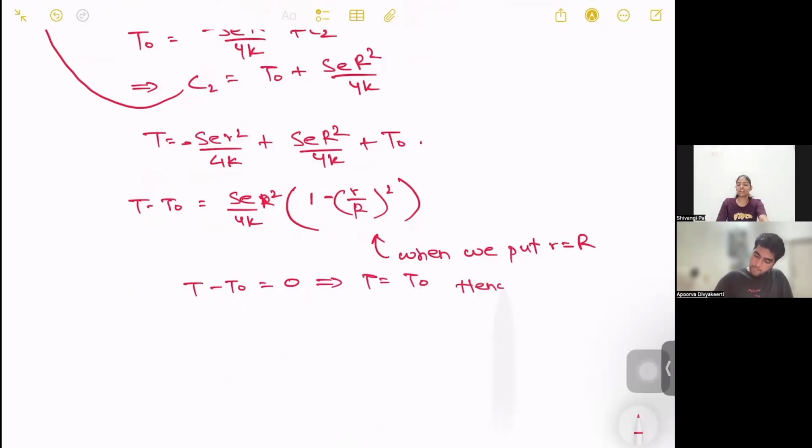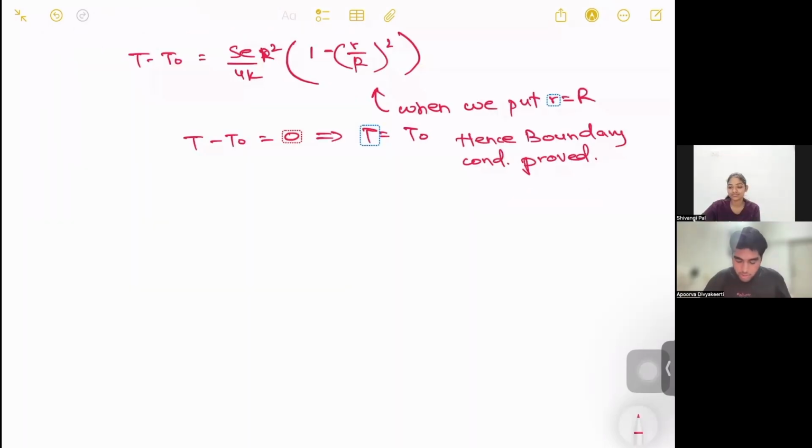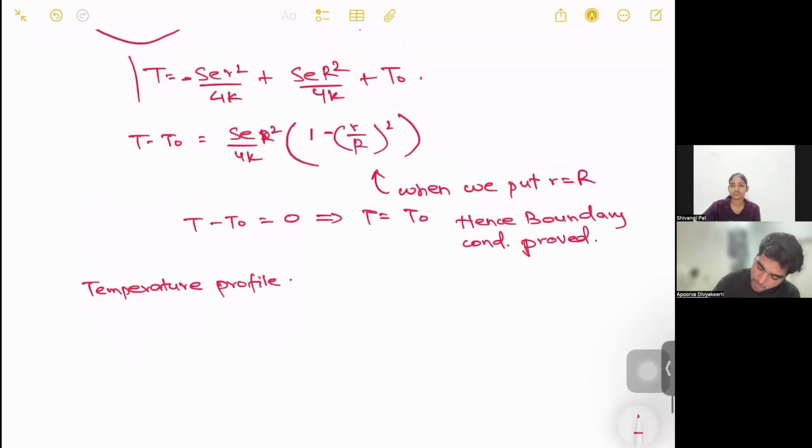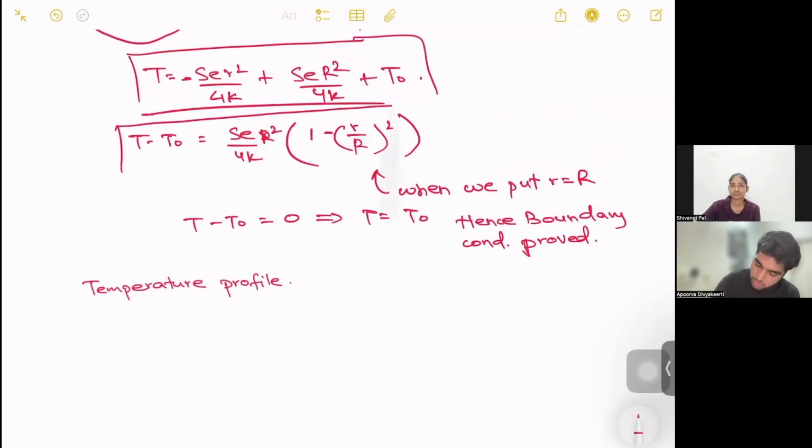So now we have got a temperature profile. Now we will be looking at some other terminologies like maximum temperature rise and average temperature rise. All these equations we will be looking at. So now we have got two equations, that is the two profiles that we were asked in the question. This is the temperature profile.